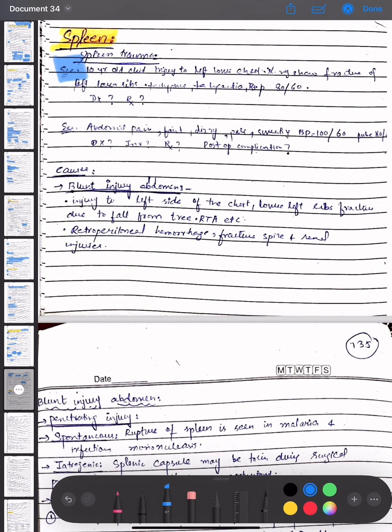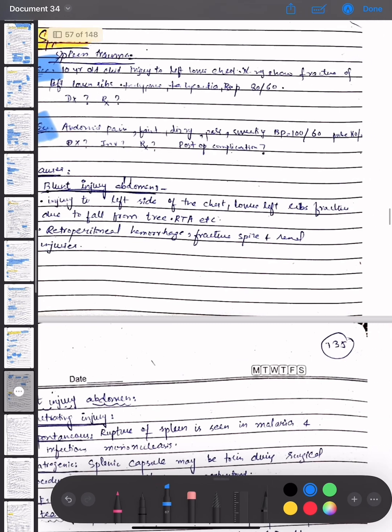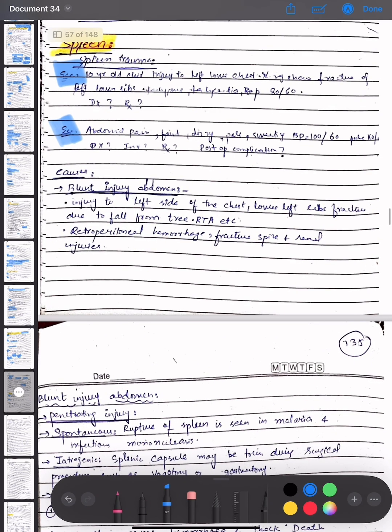Another scenario is a patient having abdominal pain, faint, dizzy, and pale, sweating. BP is 100/60, and the pulse is 110. The diagnosis, investigation, and treatment, and what are the post-op complications?